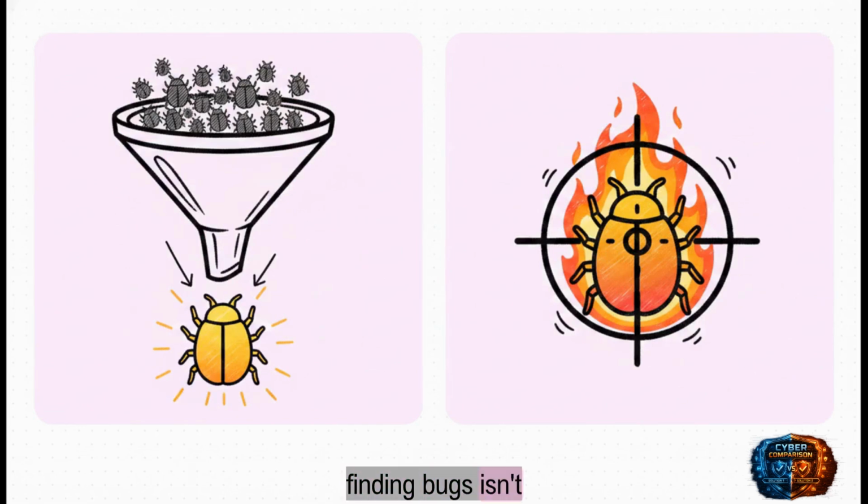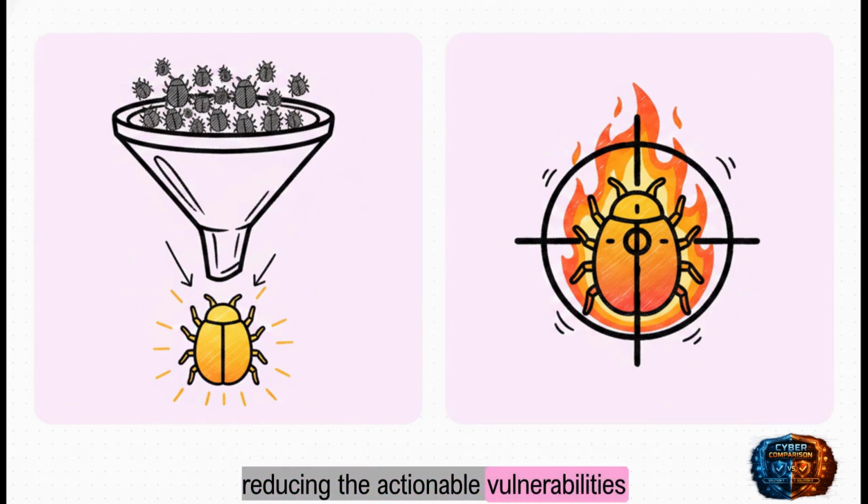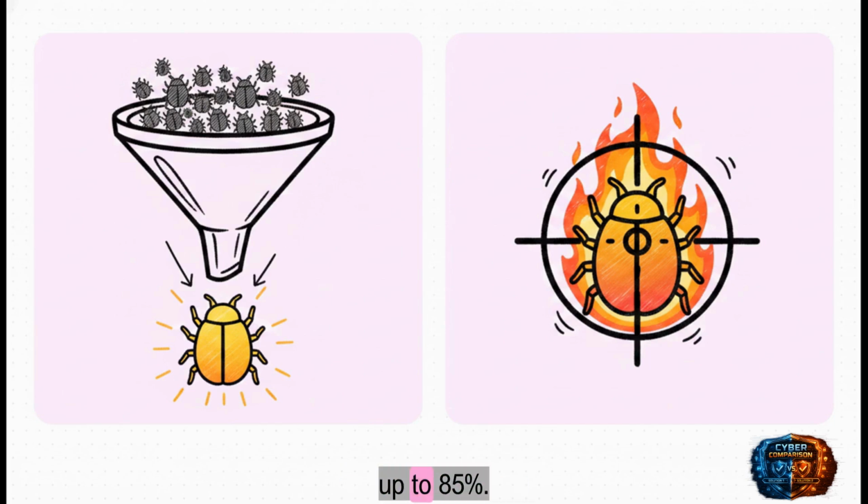But hey, finding bugs isn't enough anymore, right? You need to know what's actually on fire. Qualys tackles this with TrueRisk, which pulls in over 25 threat feeds to filter out the noise. We're talking about potentially reducing the actionable vulnerabilities you actually need to worry about by up to 85%. That's massive. Rapid7 counters that with their active risk score.